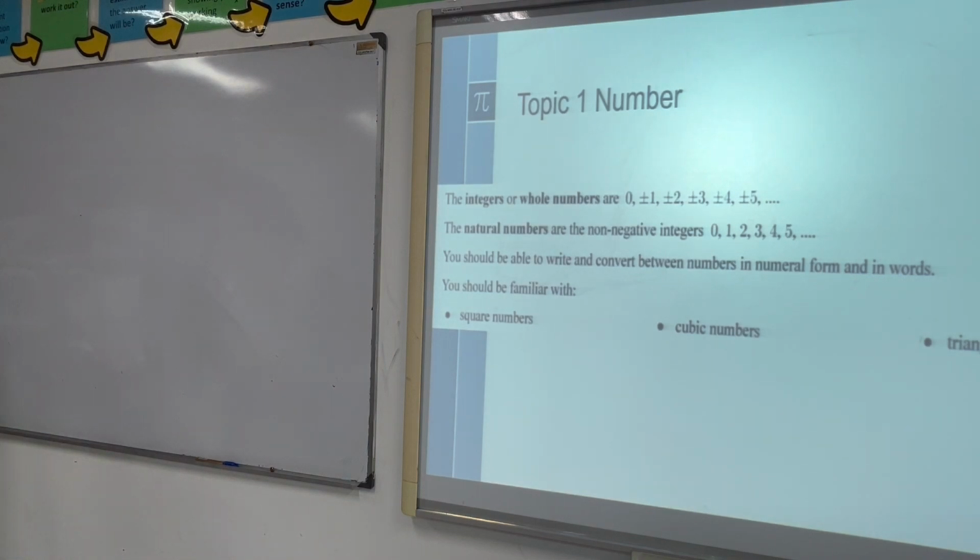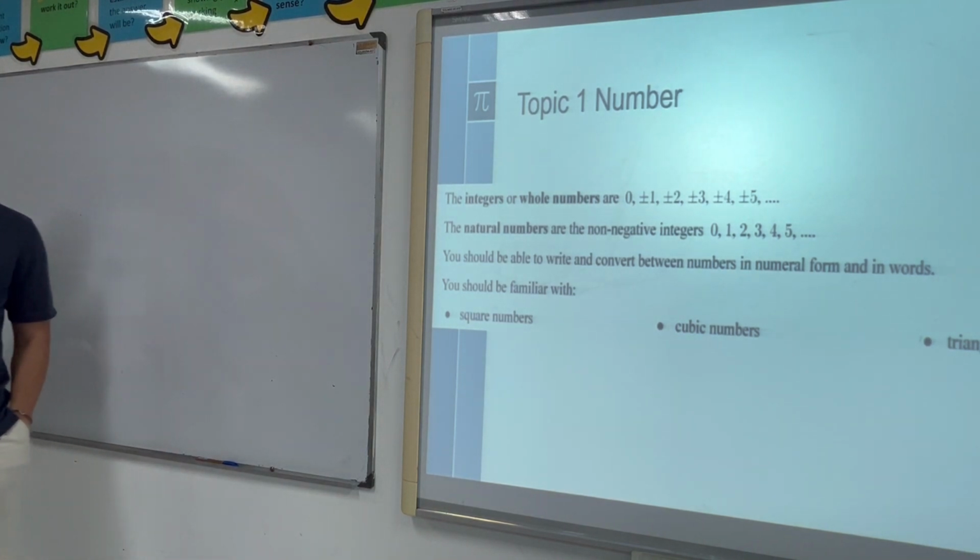All right. So first thing, different types of numbers. You should know what an integer is, positive and negative whole numbers. You should be able to put numbers on a number line, and you should be familiar with square numbers. What are square numbers? Like 2 times 2. Yeah, 1, 4, 9, 16, 25. So 2 times 2, 3 times 3, 4 times 4.